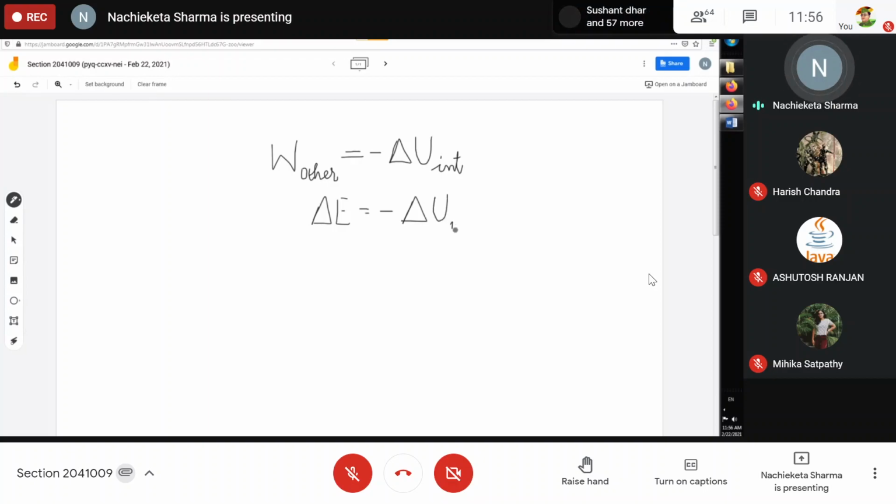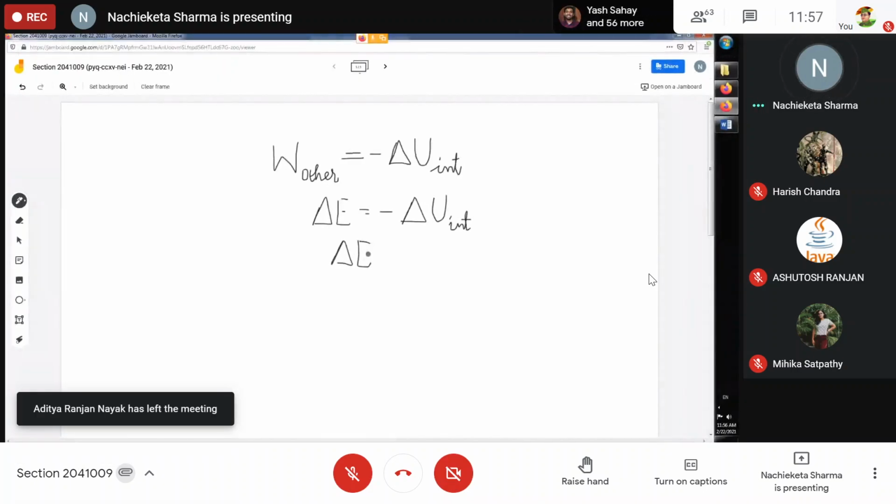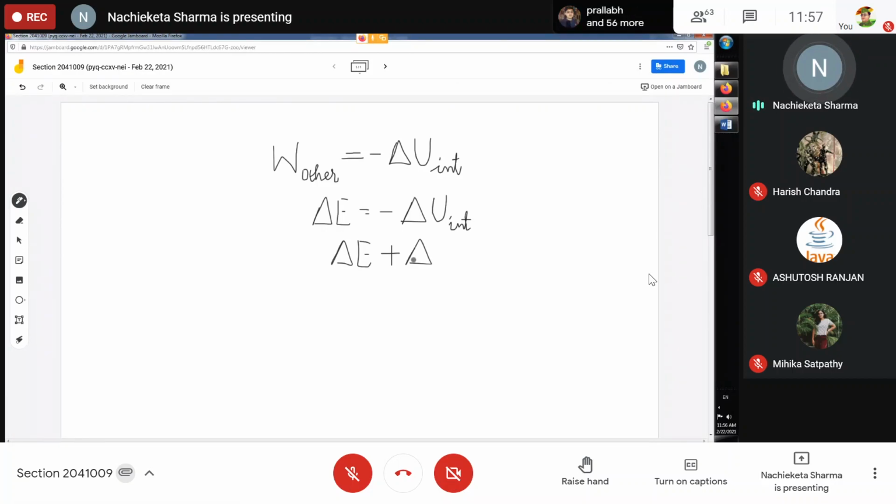INT means internal, and U is not the potential energy, that is the internal energy, because the internal energy will be lowered. Lowered means less. So from initial, the final will be less. That's why that negative symbol is used. So I can write this as delta E plus delta U internal is equal to 0. So you see, again we get the conservation of energy.